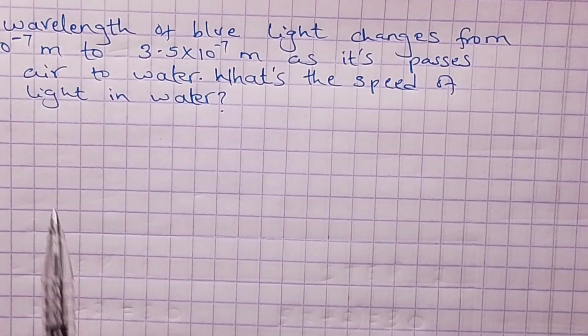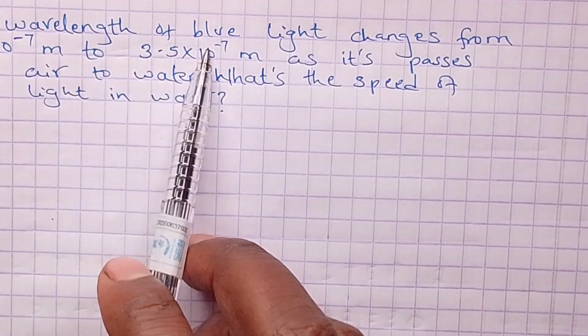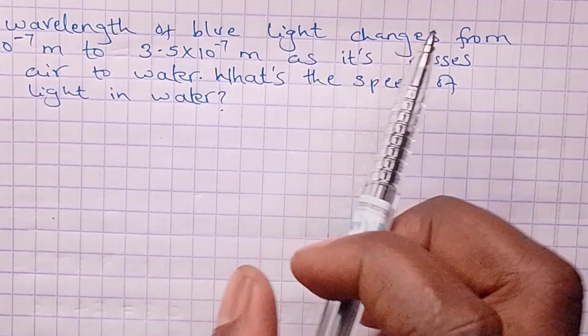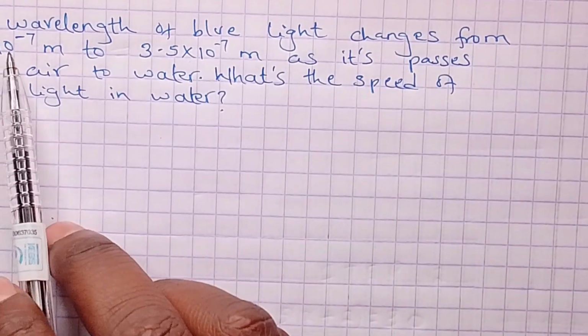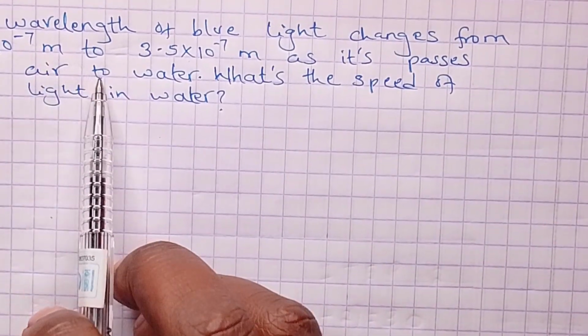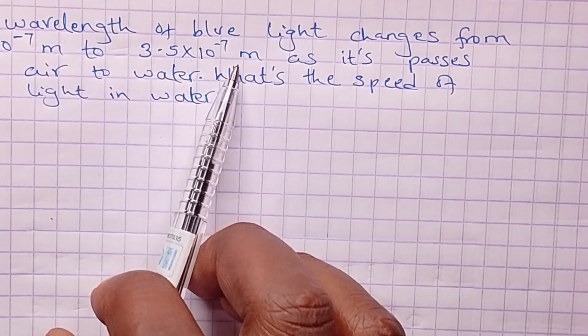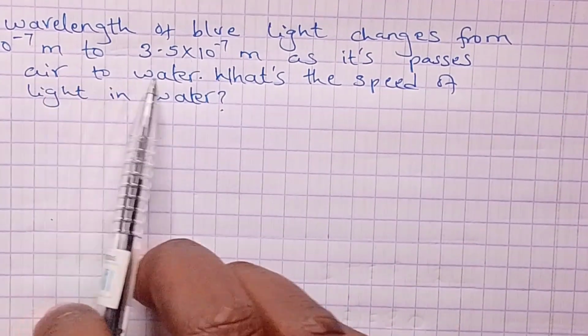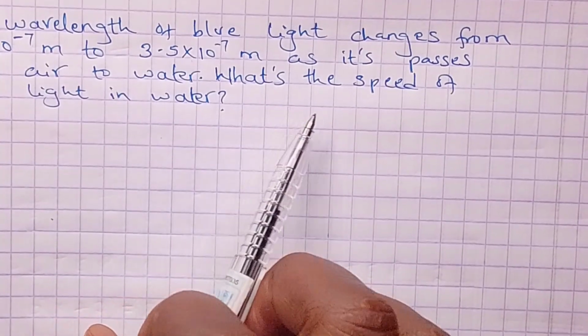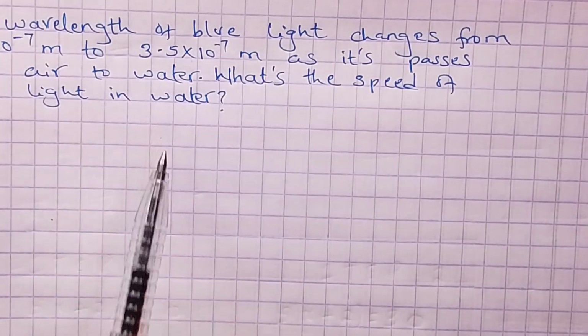Look at this question here. We are being told that the wavelength of the blue light changes from 4.7 times 10 power negative 7 meters to 3.5 times 10 power negative 7 meters as it passes from air to water. What is the speed of this light in water?